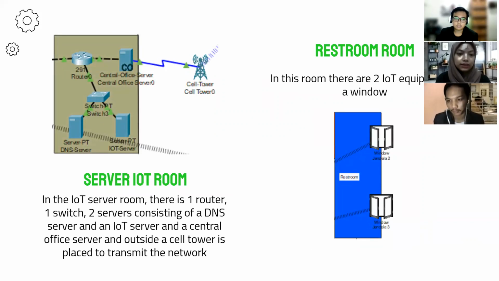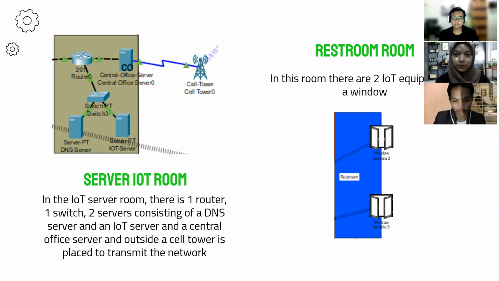Okay, on the left side of the screen, we have the server IoT room. The server IoT room is for making a connection to devices. You want to connect with the IoT devices in the office, and in the IoT server room, we have one router, one switch, one server consisting of a DNS server and an IoT server, and a central office server, and outside a cell tower is placed to transmit the network.